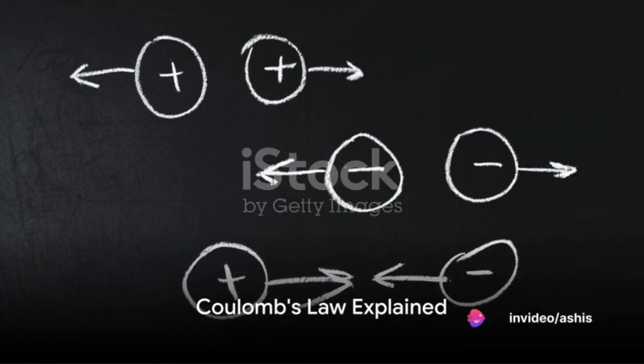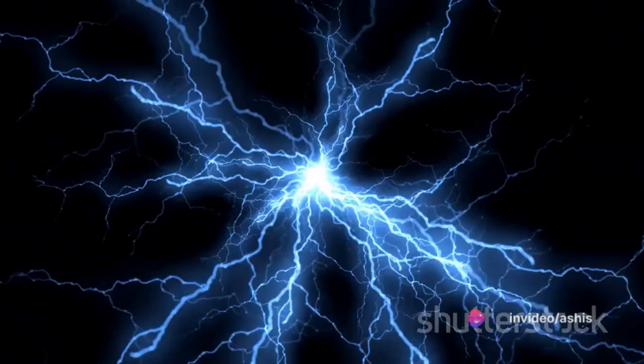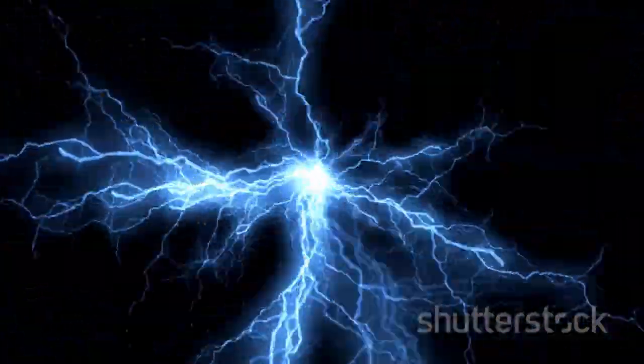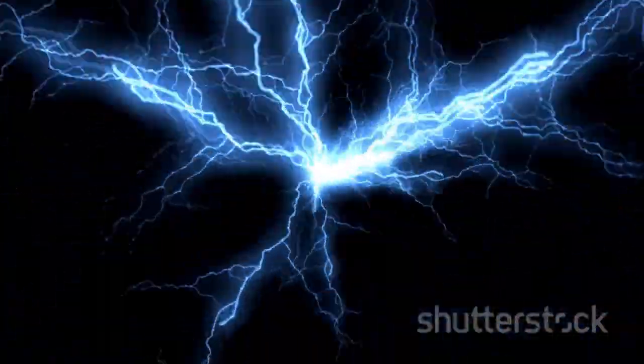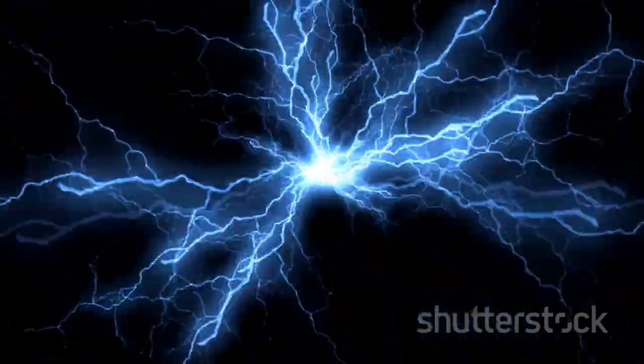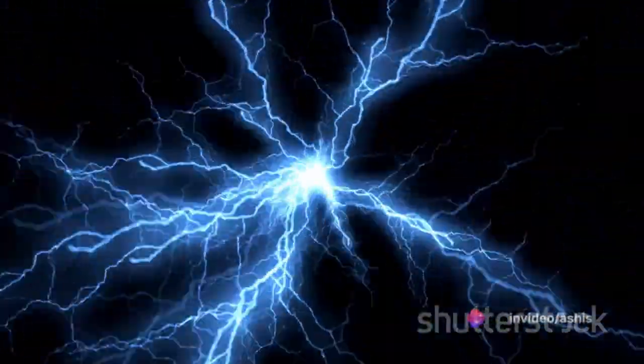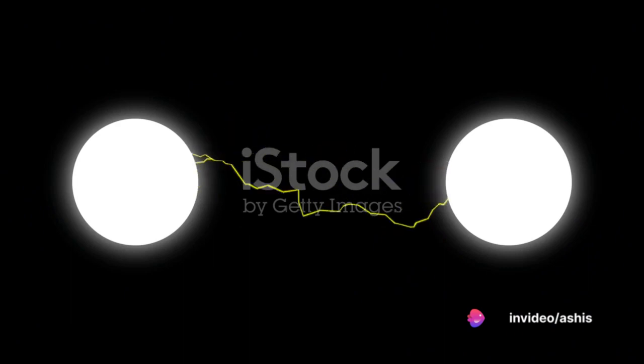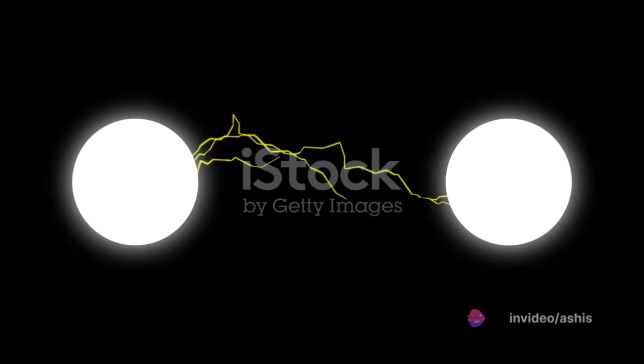Imagine you're holding two electric charges. According to Coulomb's law, the force between these charges is directly proportional to the product of their magnitudes. In simpler terms, the larger the charges, the stronger the force between them. It's a little like how two big, strong people can push or pull harder than two small, weak ones.